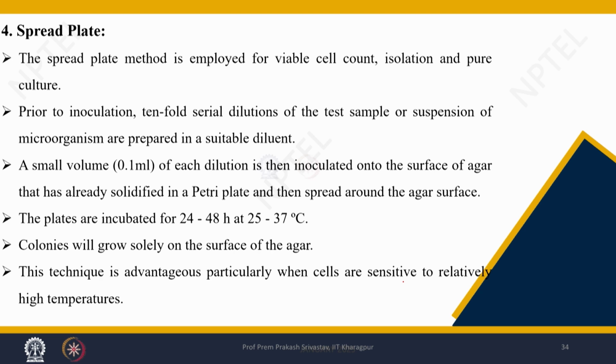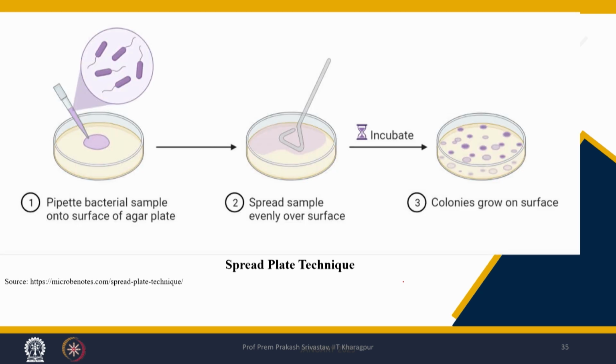Colonies grow solely on the surface of the agar. This technique is advantageous particularly when cells are sensitive to relatively high temperatures. This is the pictorial representation of the spread plate technique, where the sample or the inoculum is poured on the pre-solidified agar medium, then it is spread and then it is incubated. In this case, the colonies grow only on the surface.